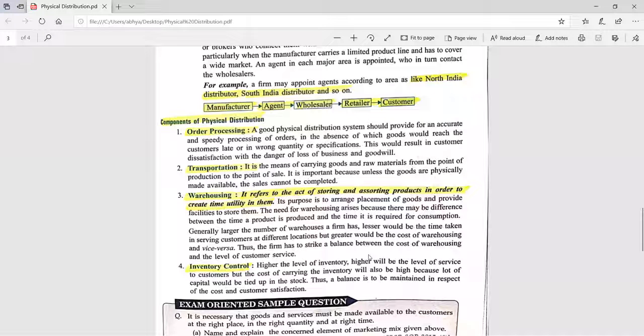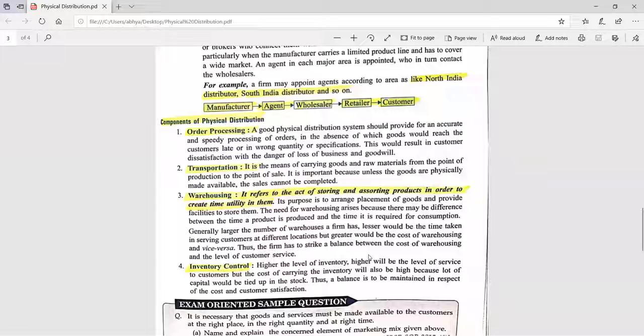Order processing must be speedy and accurate. Two things you have to consider: it must be speedy and accurate, meaning goods must reach the accurate address from where you got the order, and there must not be any delay, because if there is any delay, then the customer will be dissatisfied, and it may result in the loss of the goodwill or the image of the business.